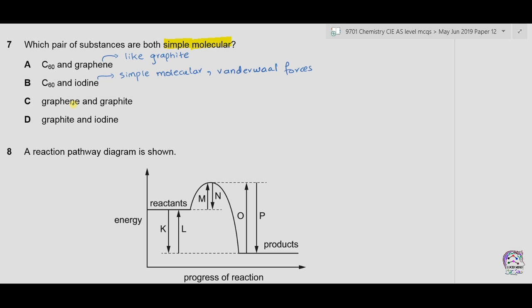In C we have graphene, which is giant covalent, and graphite. Again graphite is also giant covalent. In D we have graphite and iodine. Graphite is giant covalent and iodine is simple molecular. So therefore correct option is B.